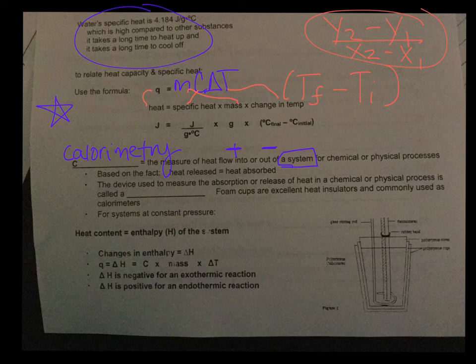Okay, so it's based on the fact that heat released equals heat absorbed. So another way to write that is heat released, minus Q, is equal to positive Q. And you can replace both of those Q's with that formula that we just learned. Okay? So you can have m c delta T equals m c delta T. And you should be getting the same thing. We're not creating or destroying any energy, right? Conservation of energy.